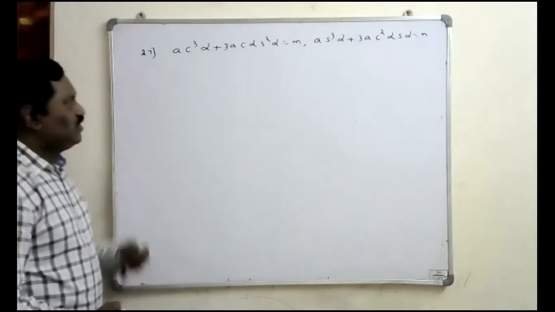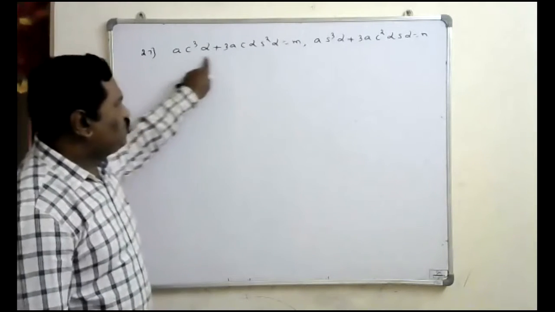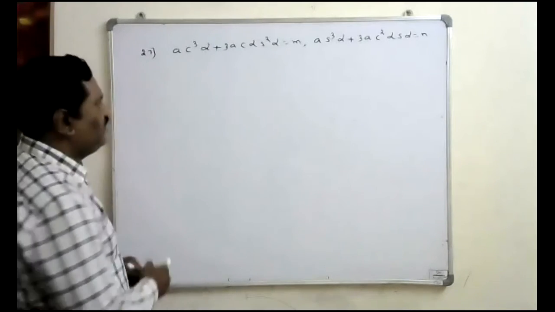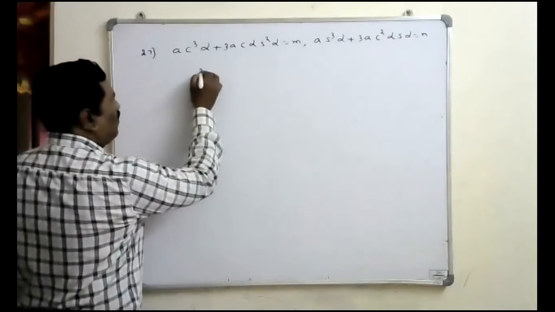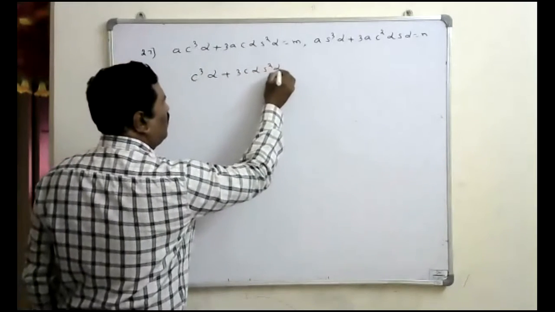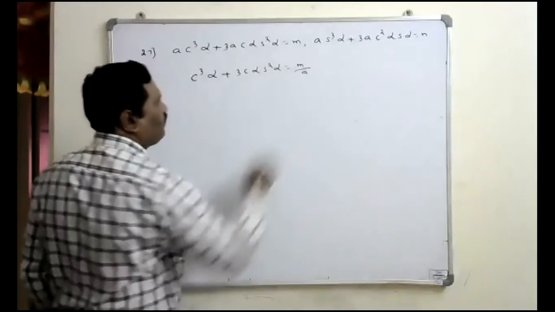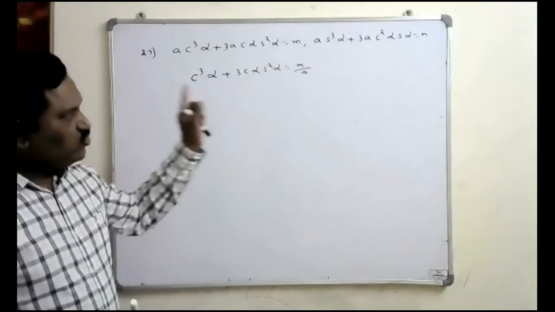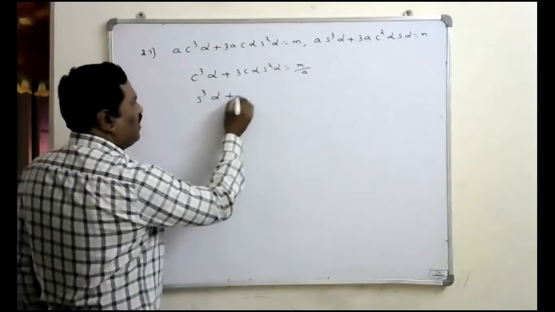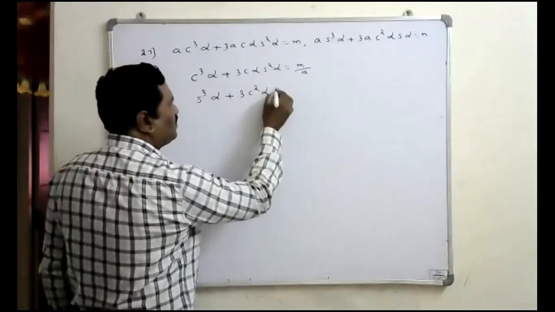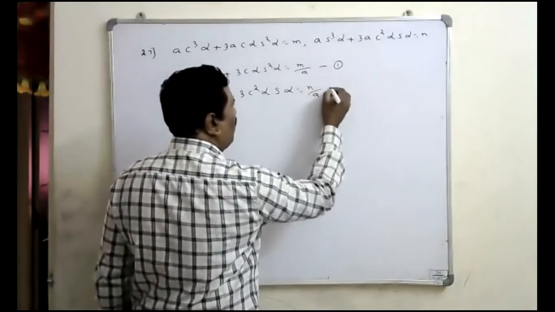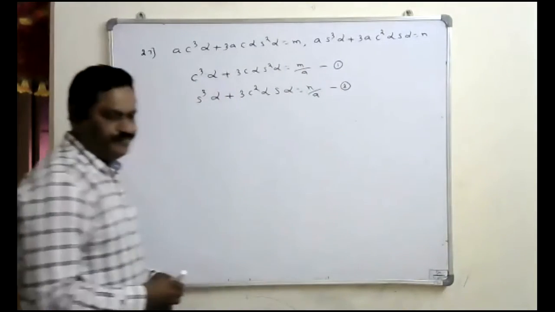Now look at this. First, for the first equation, I will divide it by a. Therefore, we get cos cube alpha plus 3 cos alpha sin square alpha is equal to m by a. For the second equation, also divide by a on both sides, and it is sin cube alpha plus 3 cos square alpha sin alpha is equal to n by a. This is equation number 1 and this is equation number 2.